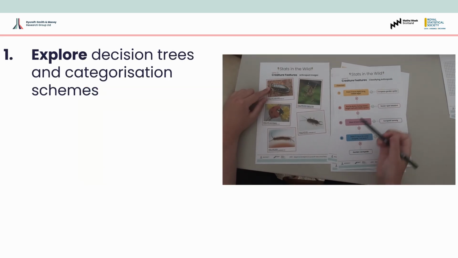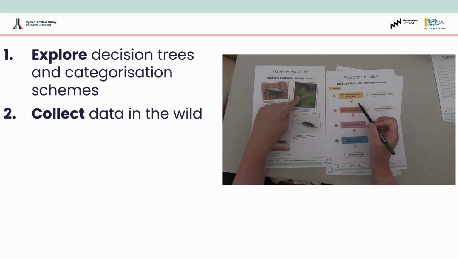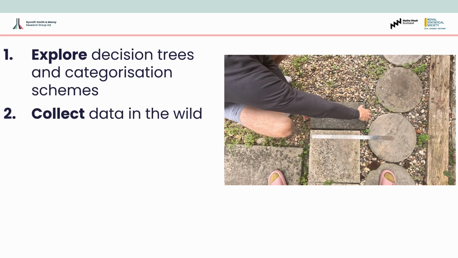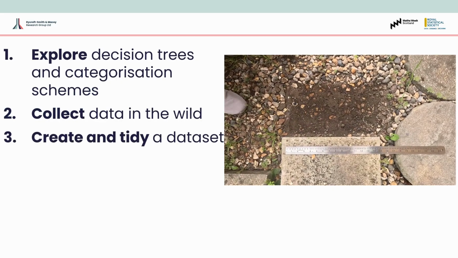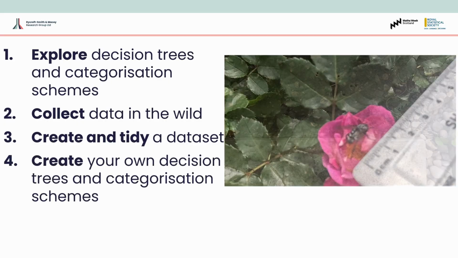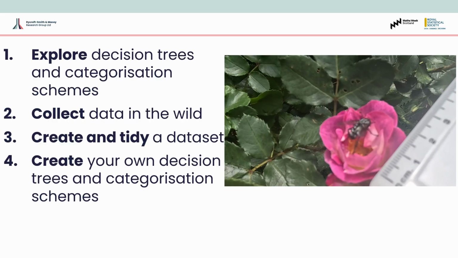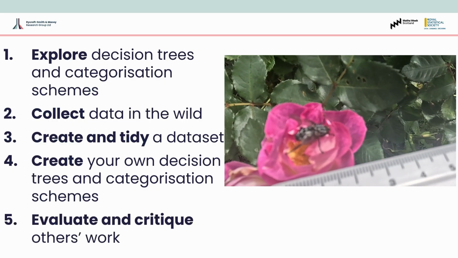There are 5 parts to this activity. First of all, students will explore some basic categorisation schemes, becoming familiar with the variables that are contained within it. Next, they go outside and locate some arthropods, identify them and record some of their features. They then turn this information into a dataset and use this data to create their own categorisation schemes. Finally, they share their work and critique the work of other students.